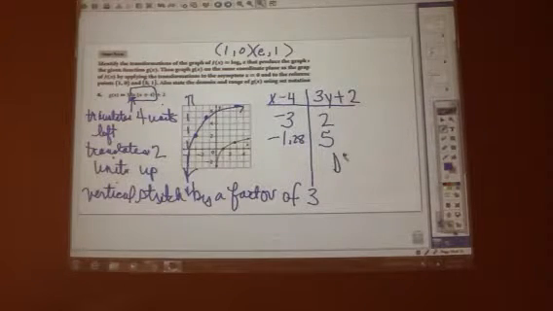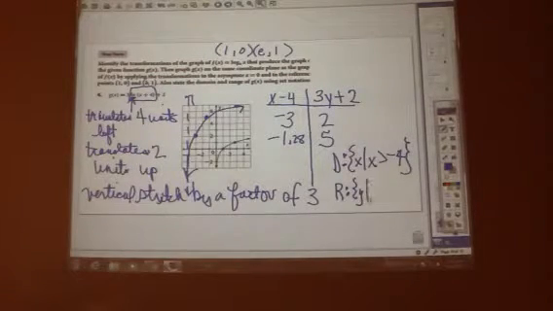What is my domain? X such that x is greater than negative 4. And my range, all real numbers.